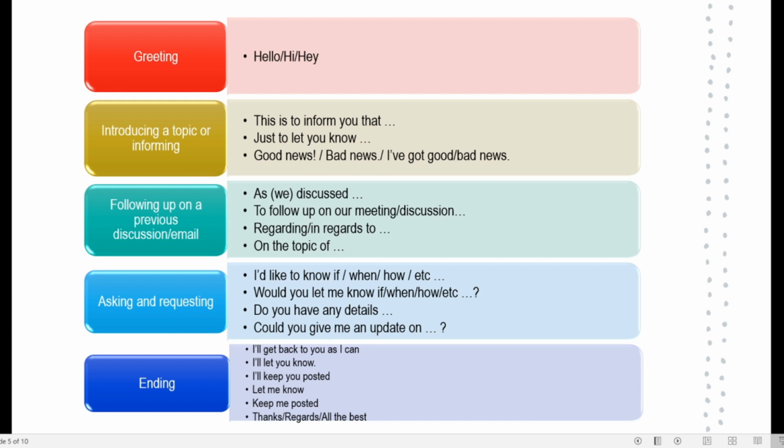And the third one, following up on a previous discussion or email. For example, when you compose an email based on a previous discussion or topic, you may use this as a supporting sentence for your email. And then asking and requesting. So if you ask for more information from the reader, you may use this kind of question.